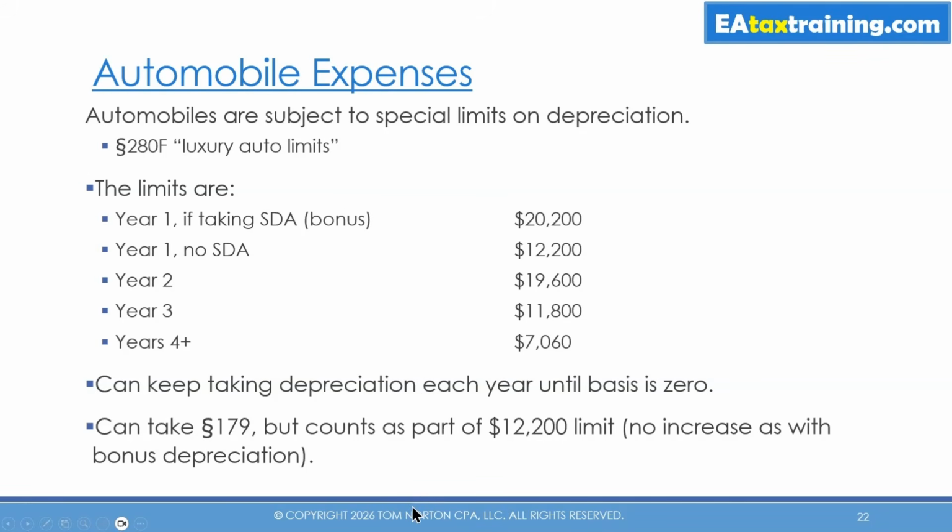but you can keep going till you have fully depreciated the vehicle. You can also take Section 179 on the vehicle, but you do not get this increased first year limit for 179. That's only for bonus depreciation. If you're taking 179, you are still limited to $12,200 in the first year.